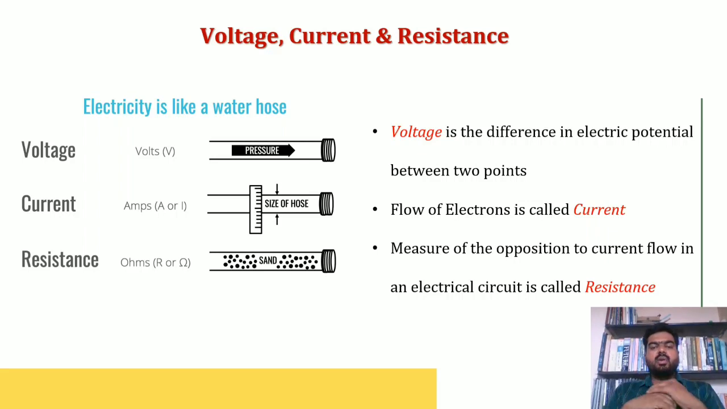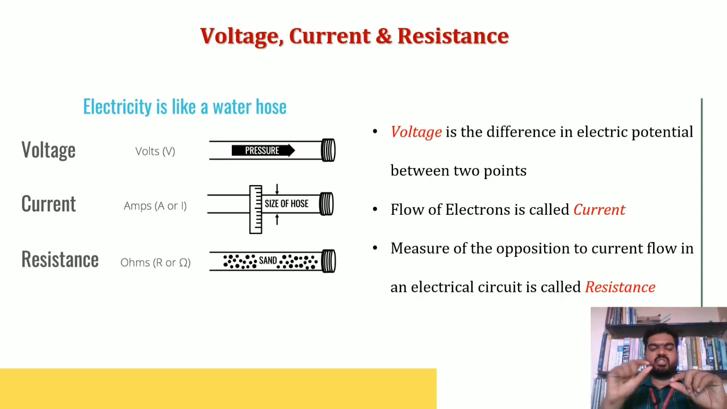We must understand voltage, current and resistance. So what is voltage? Look at the slide: the voltage, current and resistance are pictured here, compared with an analogy like a water hose. The voltage is correlated with the hose, which consists of some water.